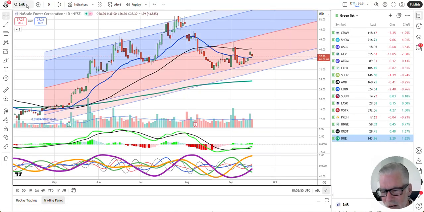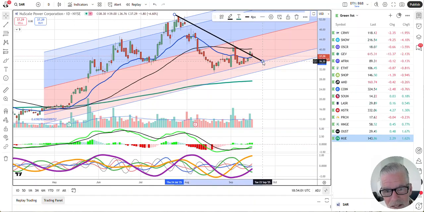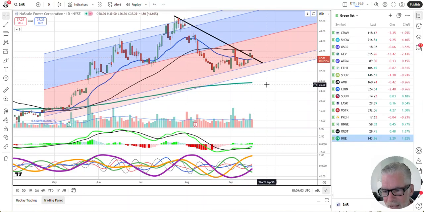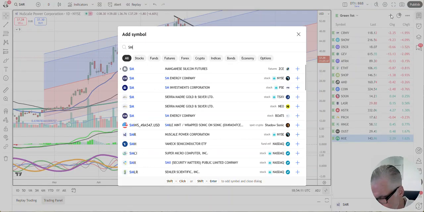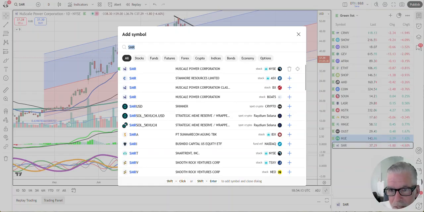SMR, I'm kind of waiting for this one to get caught up to the rest, but there's your pattern, and it did break out yesterday, and it's doing a little back and fill today. For a fresh breakout setup, this is pretty good. In fact, I'm going to put this back on my greens list. I only took it off because I bought it.